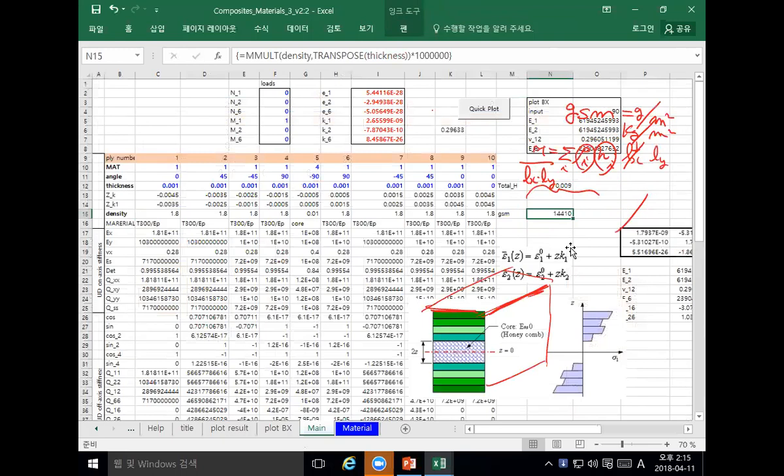Is that right? A little heavy. So 1 meter by 1 meter. How come so heavy? Thickness is 1 millimeter. So total thickness is about 9 millimeters. It's a little bit heavy. 14, it's really heavy. Why?